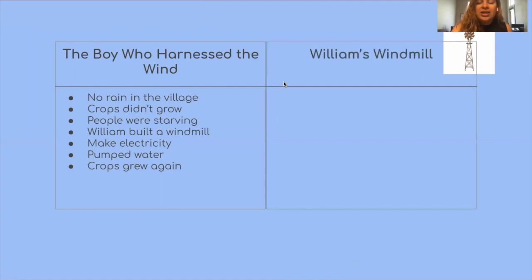Now we do have another article that tells a little bit about the story as well in a different perspective and a different point of view. That is called William's Windmill. So today we're going to get to explore that story a little bit more before we can collect some evidence or ideas from the story.